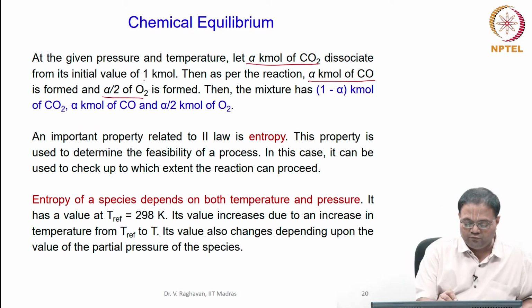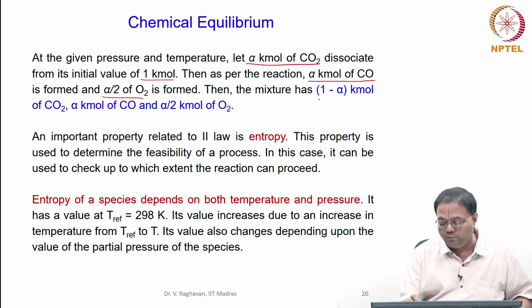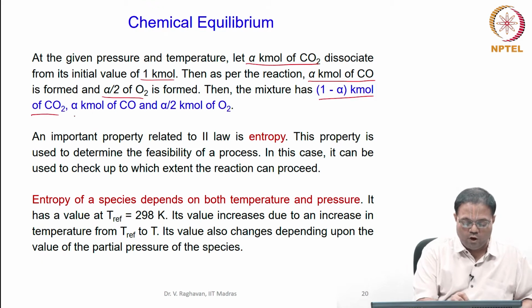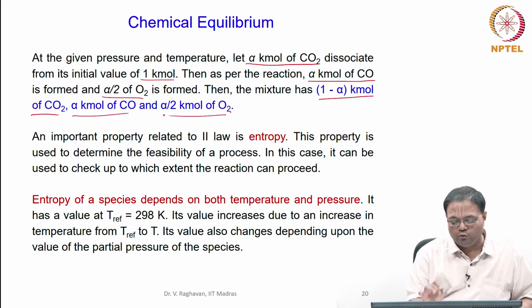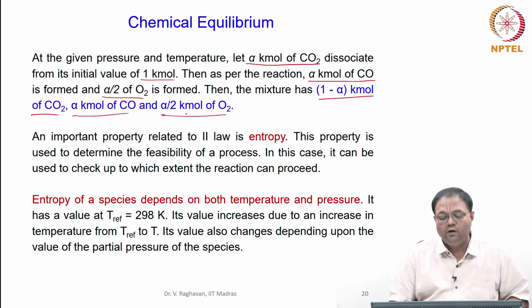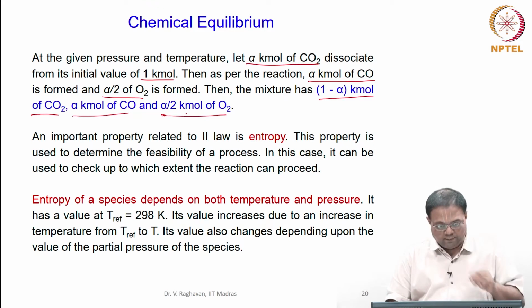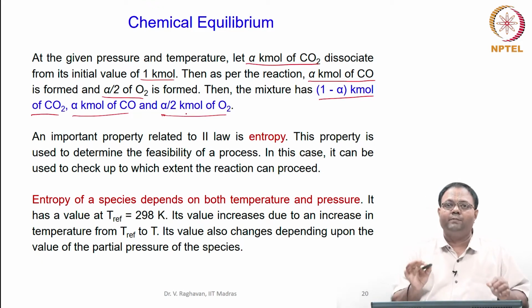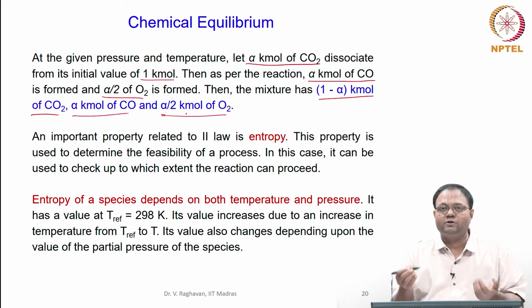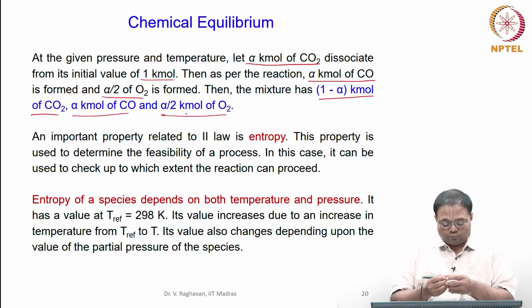So initially, if CO2 is say 1 kilomole, then in the mixture you will get 1 minus alpha kilomole of CO2, alpha kilomole of CO, and alpha by 2 kilomoles of O2. So this is the mixture you have. What is alpha? This alpha is determined at a given temperature and pressure. As a function of temperature and pressure, it will vary. So for a given temperature and pressure, this may be evaluated by using the second law concepts.